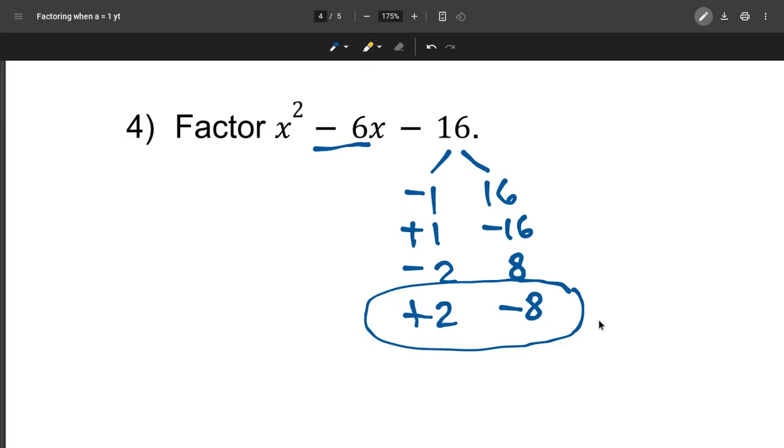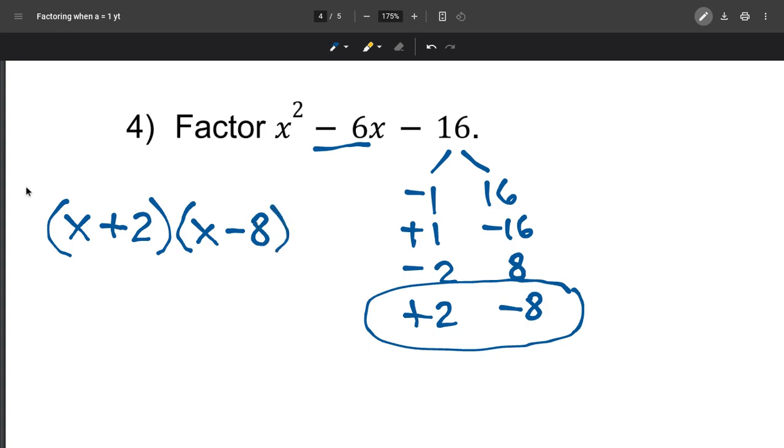So once I find the factor pair that works, I can stop and write it in factored form as x plus 2 times x minus 8. And there we go. I'm done with that one.